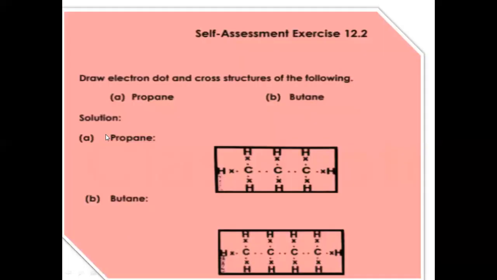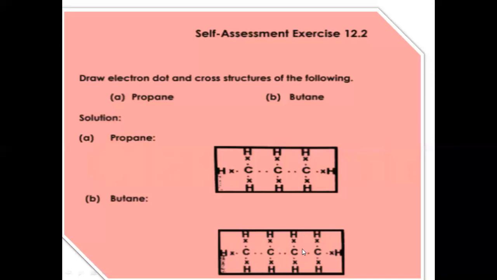Self-assessment exercise 12.1, draw the electron dot and cross structure for propane and for butane. So for propane, we need 3 carbon atoms, 1, 2, 3, and the electrons of the carbon atoms, I told you, we will mention by dots, while those of the hydrogen atoms we mention by crosses. So this is the electron dot and cross structure for propane. Same for butane, 1, 2, 3, 4. We will use 4 carbon atoms. So 4 carbon atoms are present for butane, and all the bonds will be single.